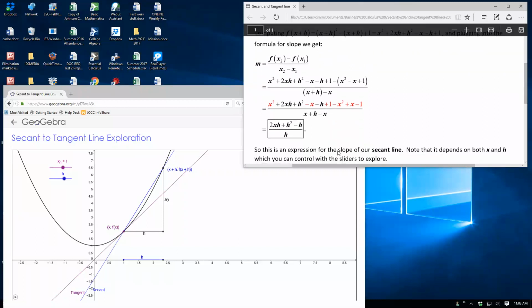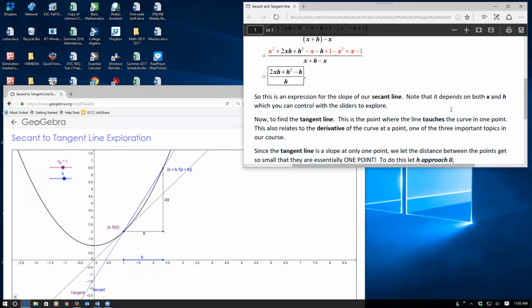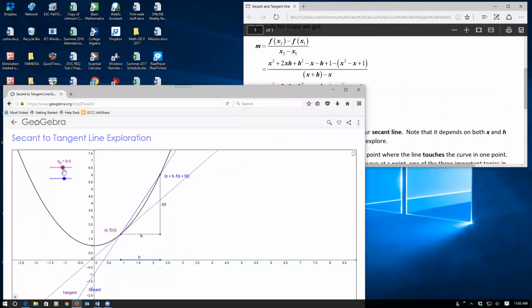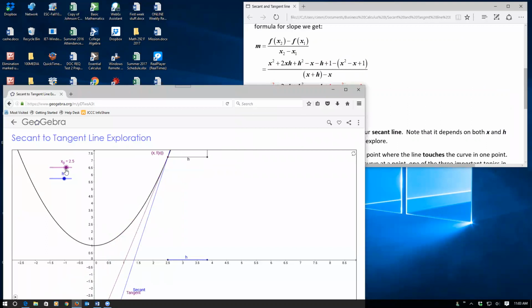So notice that this really does depend on both x and h. So if we go over to our exploration, I can change the x, the starting point, if I want it to be 2.5 or 2 or 1.25, and my h, the distance between the two, I can make bigger, or I can make it smaller.